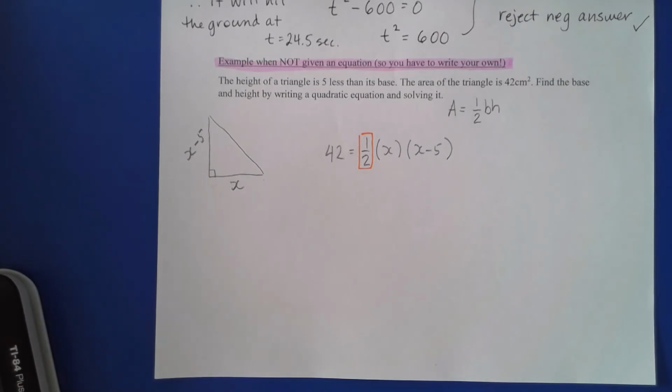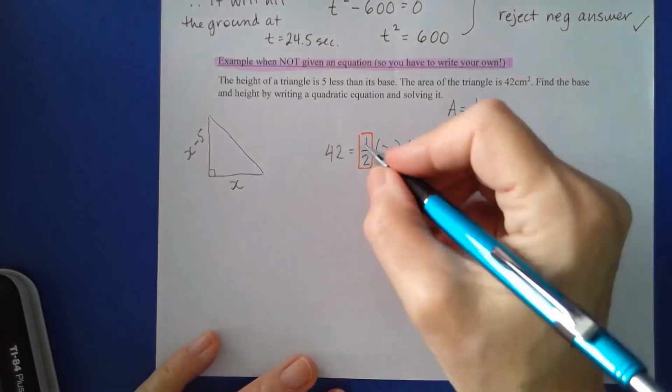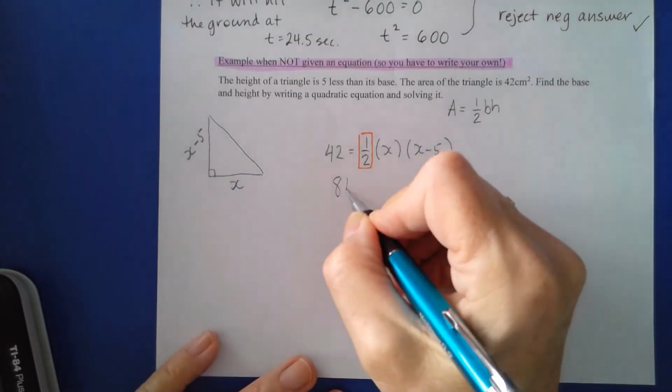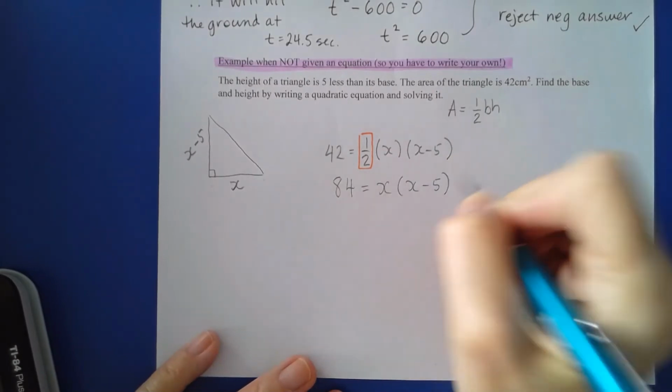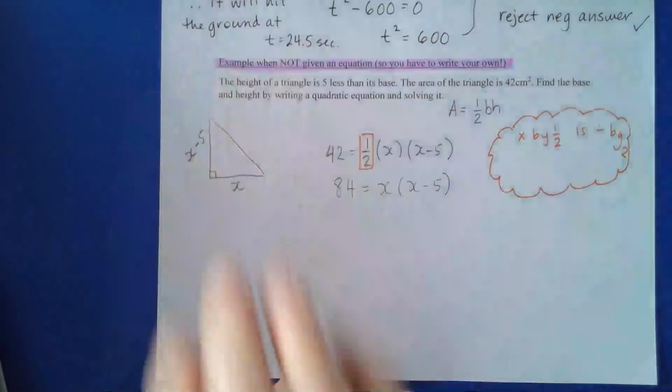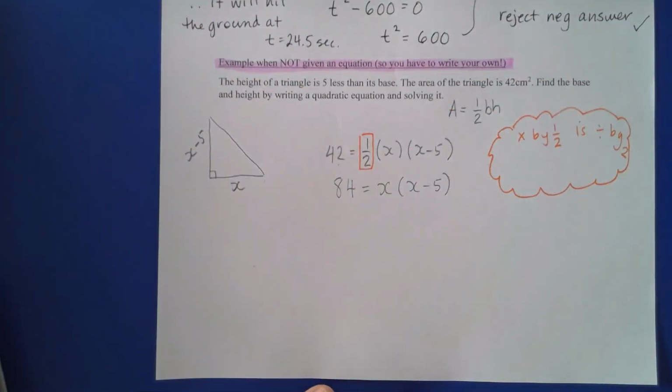How do you get rid of multiplying by 1/2? Divide by 1/2. What's dividing by 1/2 like? Yeah, timesing by 2. Timesing by 2 gets rid of 1/2, doesn't it? This is 1 divided by 2. So if I do 2 divided by 1, it'll cancel out. So I'm going to, on both sides, multiply by 2. Next thing.